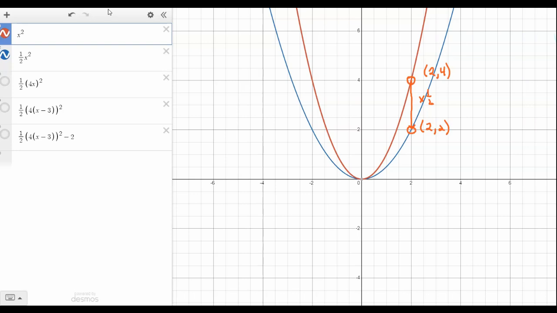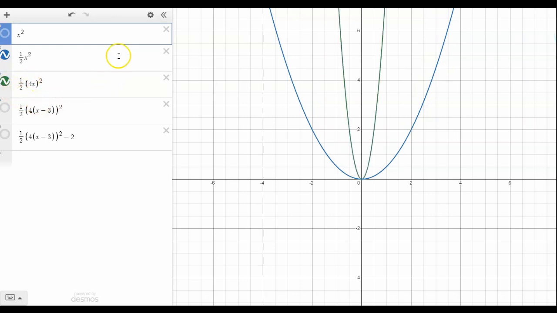Now let's apply our next transformation. Our next transformation is a horizontal compression. So this is what happens. Following our point here, (2, 2), since it's a horizontal compression by a factor of 4, we take our x coordinate and divide by 4. So that now gives us the coordinate (1/2, 2).